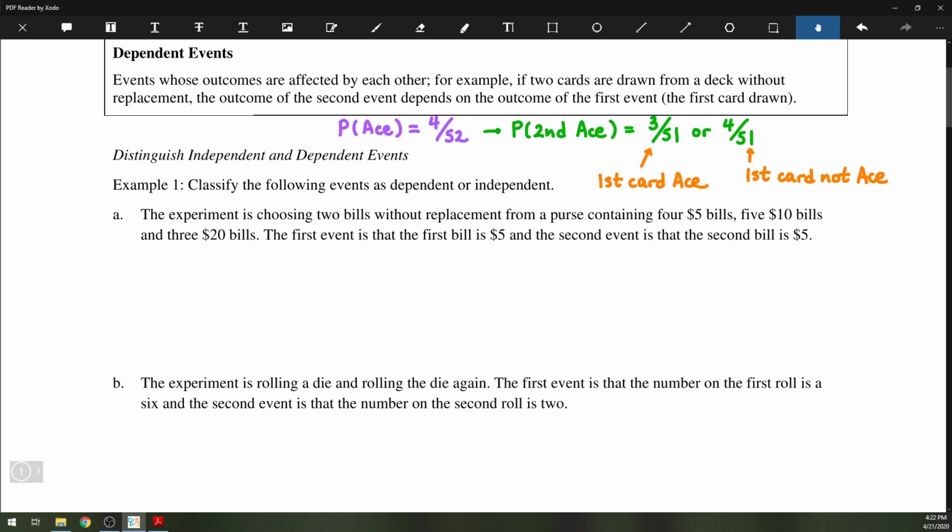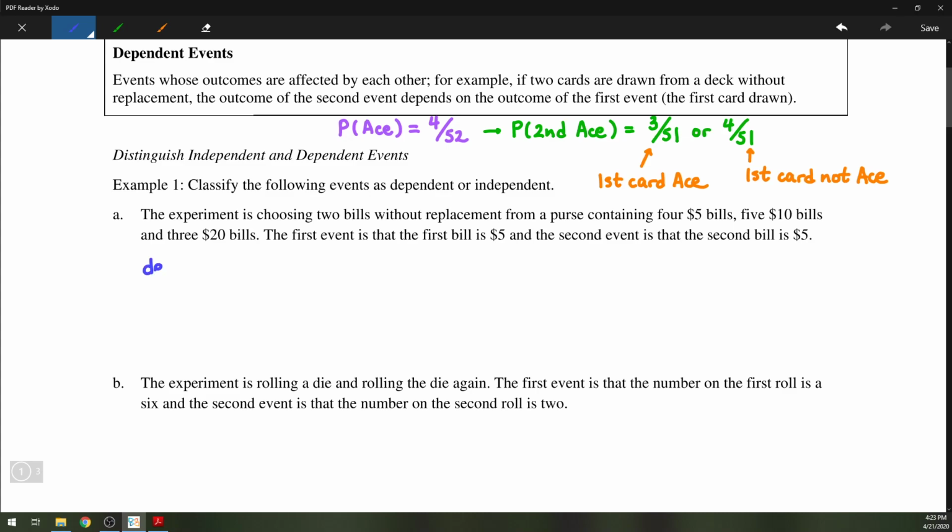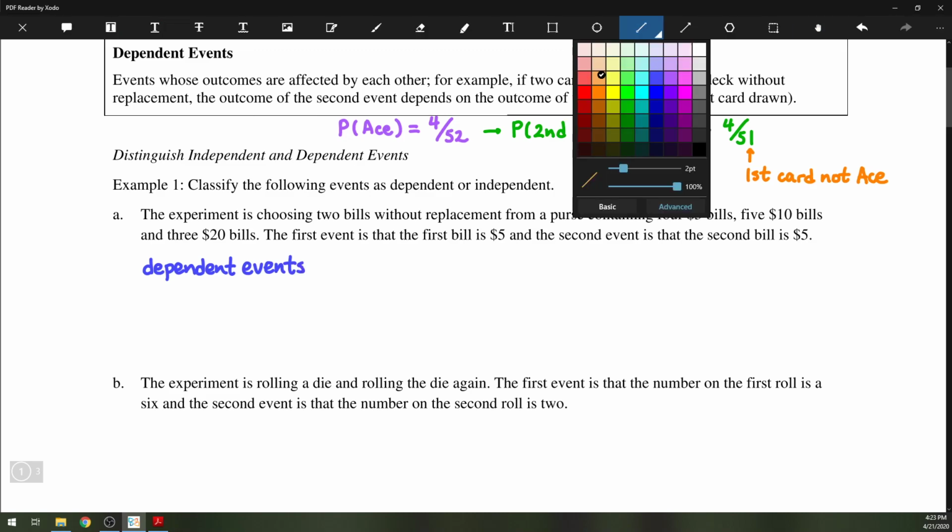In order to do this, you must be able to identify whether two events are dependent or not. So we have some examples here. Example 1a, the experiment consists of choosing 2 bills without replacement from a purse containing 4 $5 bills, 5 $10 bills, and 3 $20 bills. The first event is that the first bill is a 5, and the second event is that the second bill is also a 5. Because the money is taken out of the purse without replacement, these will be dependent events. So the key phrase here is without replacement.